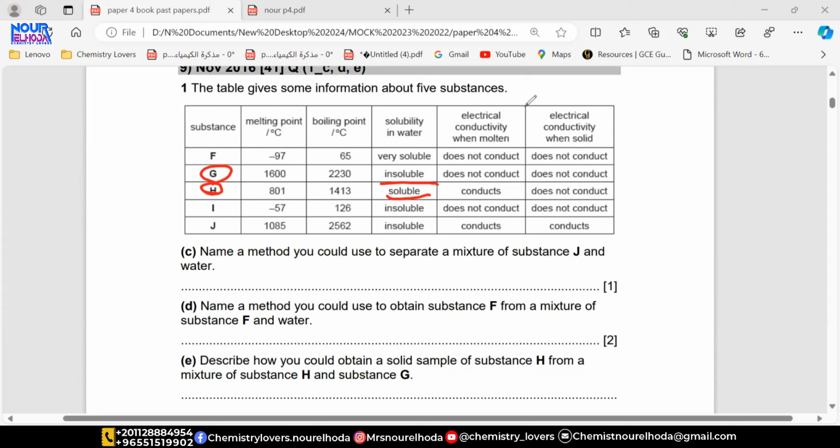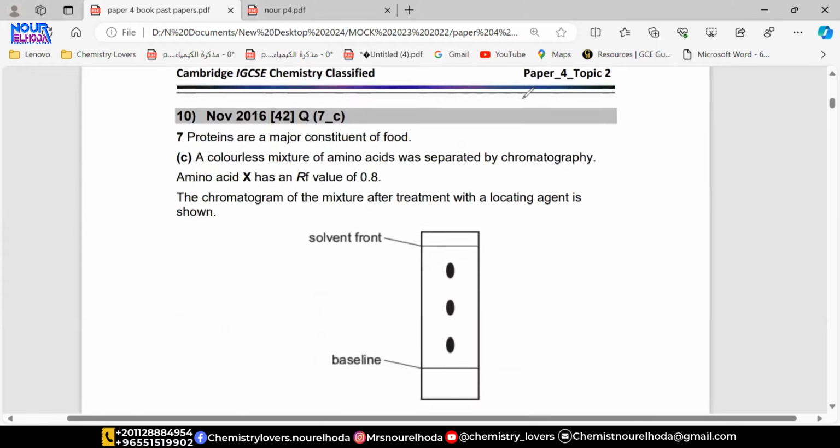First, I need to do filtration. Why? When you do filtration, you will remove the insoluble one, and then I'm going to do evaporation so you can remove the soluble one. Bravo Ido, correct. I will add water and then do filtration. Why do I do filtration first? So I can remove the insoluble one. Then once I have done filtration and removed the insoluble one, I will do crystallization so I can remove the soluble one. That's why the question is 3 marks: adding water, then filtration, then crystallization.